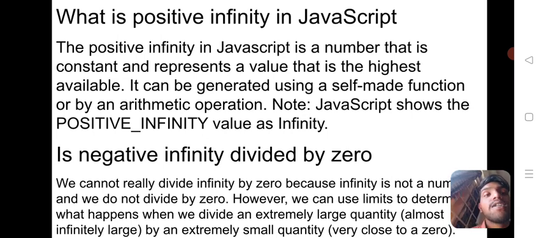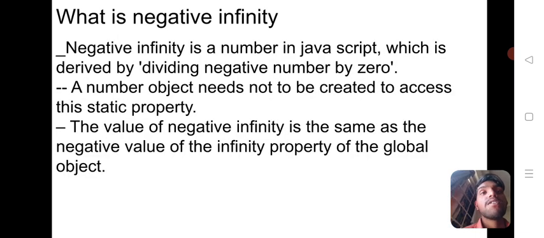Is negative infinity divided by 0? We cannot really divide infinity by 0 because infinity is not a number. However, we can use limits to determine it. What happens when we divide an extremely large quantity, almost infinitely large, by an extremely small quantity very close to 0?